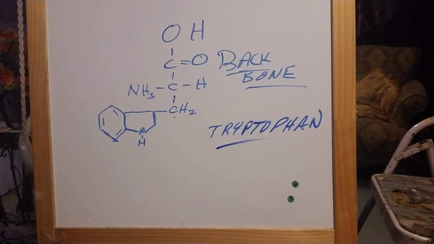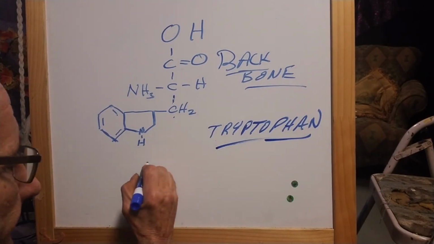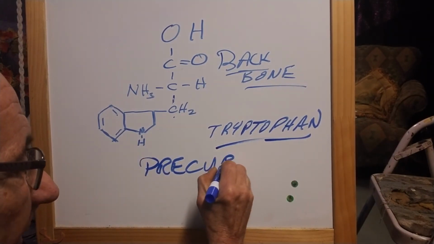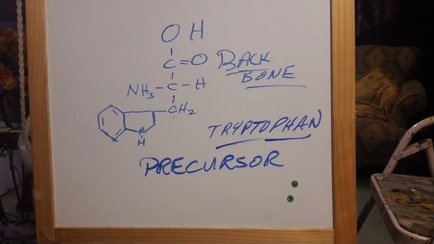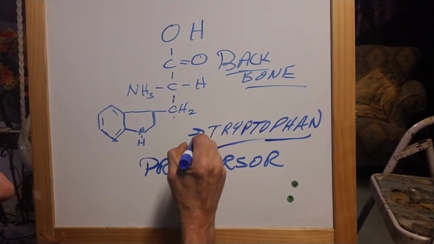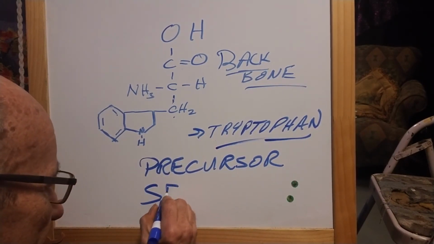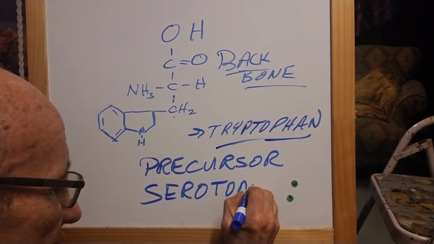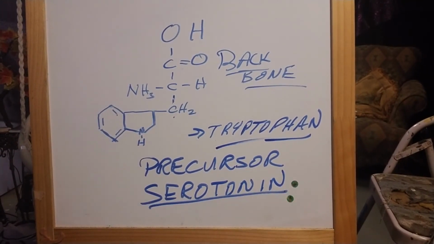Well, that's not true. It's true, but it's not. Tryptophan, though, is a precursor. I'll write that word down. A precursor is something something is made from. Tryptophan is a precursor of another chemical that I know you've heard of. Serotonin.